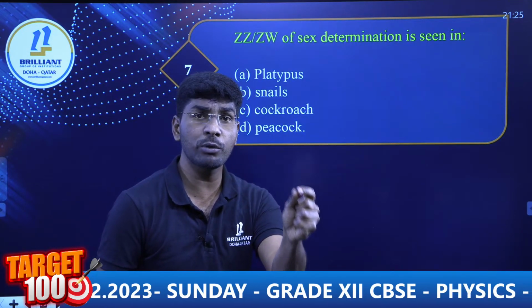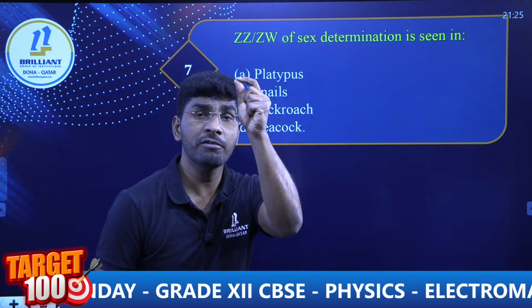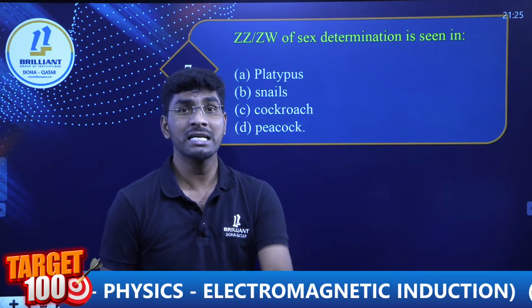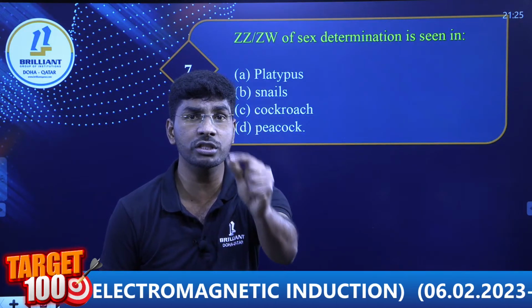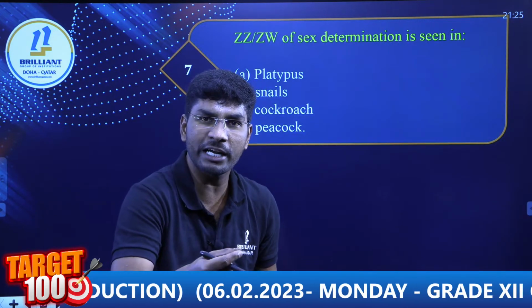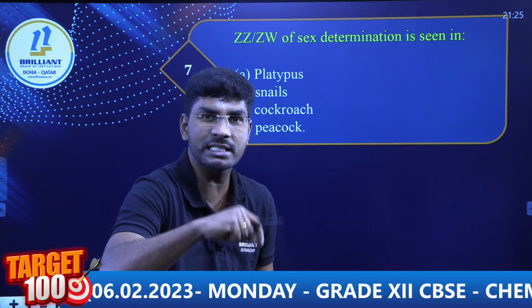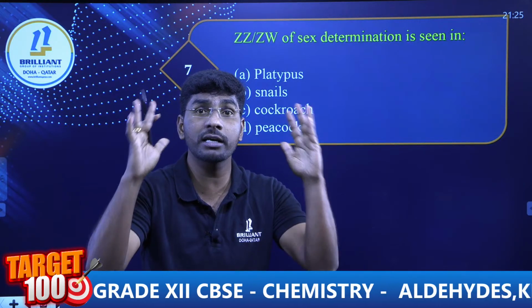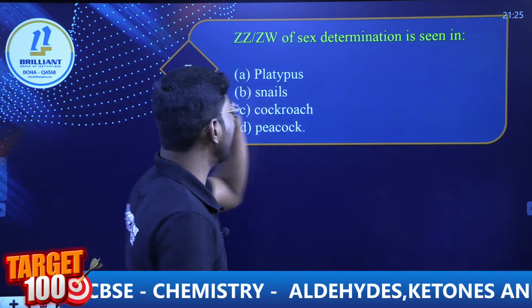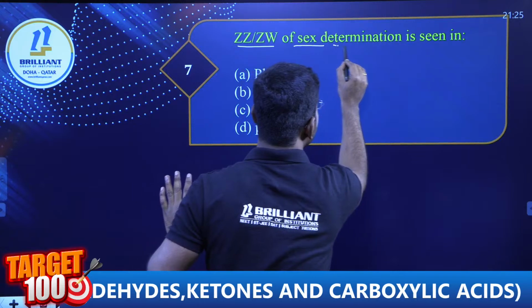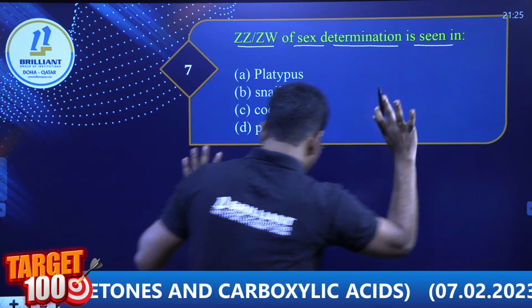Sex determination, one of the complicated and very important concepts from principles of inheritance. One question can come: male heterogamety, female heterogamety, XX, XY, ZZ, ZW, ZZ, Z0. This type of question can come, students. So look at here carefully. ZZ, ZW type of sex determination, seen in one minute.